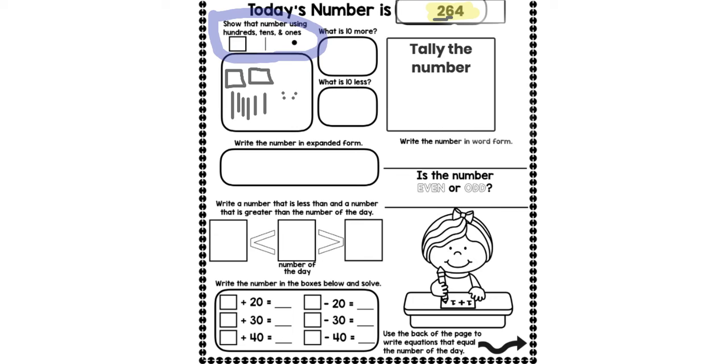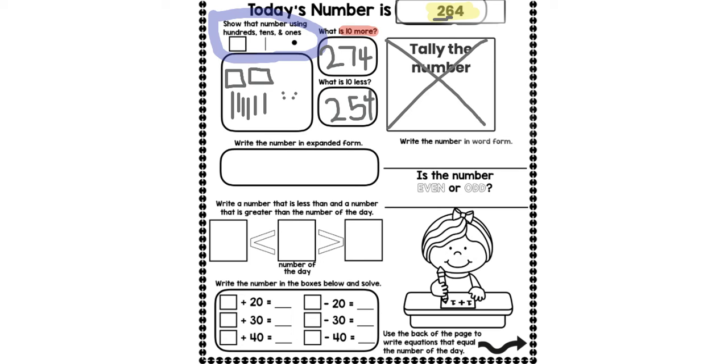Moving on, our next question over here is what is 10 more? So I should be able to mentally add 10 to this number because I know it has a 6 in the tens place. And so I should be able to know, oh, if I add 10 more, that's 274. And then same thing with 10 less would be 254. If you have numbers up into the hundreds, you don't really need to tally them. If they're a smaller number, then it might be good practice for your student.